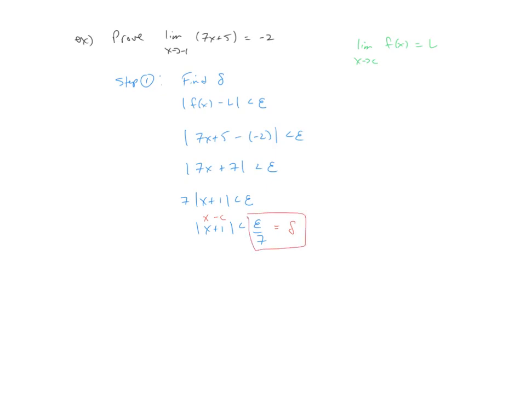Now, that doesn't mean it's the only delta. That means it is small enough to actually work. And so, provided our delta can be epsilon over 7 or less, then we're good. Okay, so that's step 1. Step 2 is the actual proof.